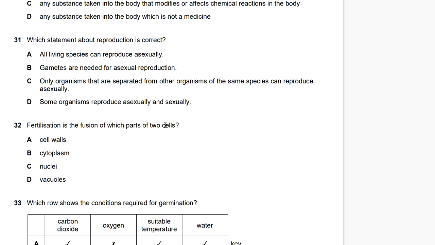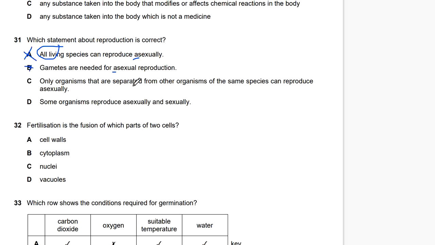Which statement about reproduction is correct? Let us see. For A, all living species can reproduce asexually. When we're talking about asexual reproduction, they do not need the male and female gametes to reproduce. However, not all can do that, so that is not the correct answer. Gametes are needed for asexual reproduction. Of course, when we say asexual, gametes are not needed. So this is not the correct answer.